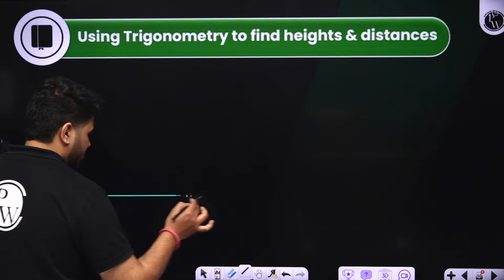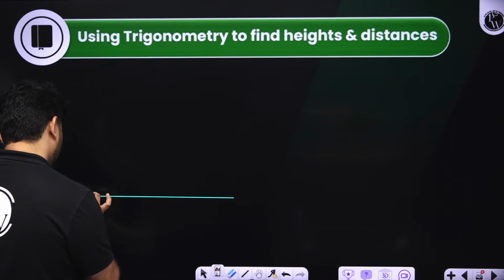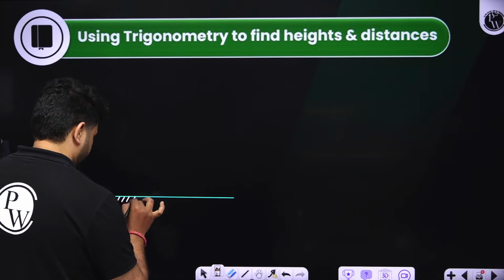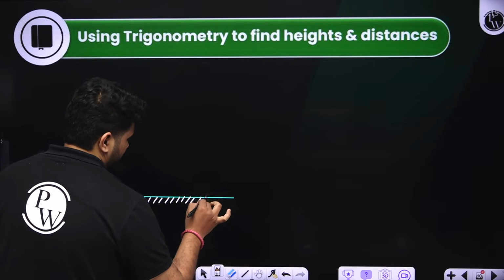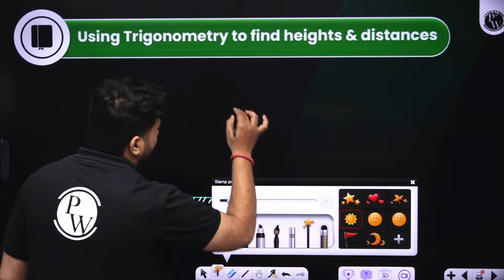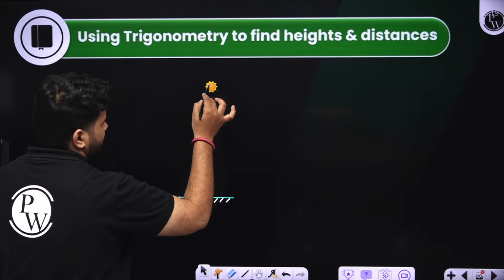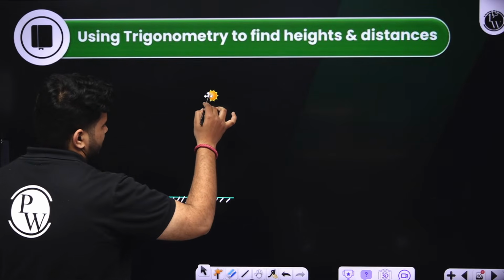Clear? So students, suppose this is the ground over here. And there is some object over here. Okay, we can think that this is the sun we have.